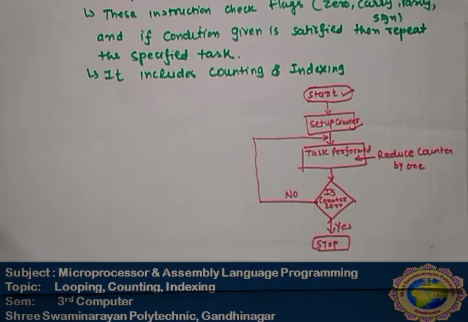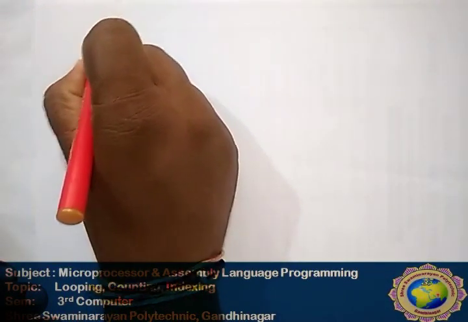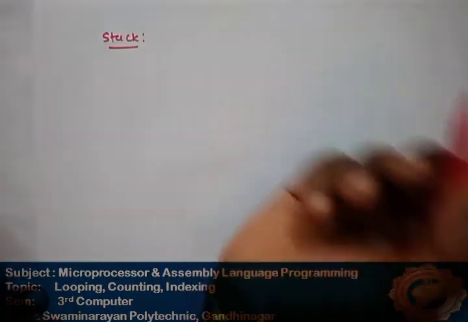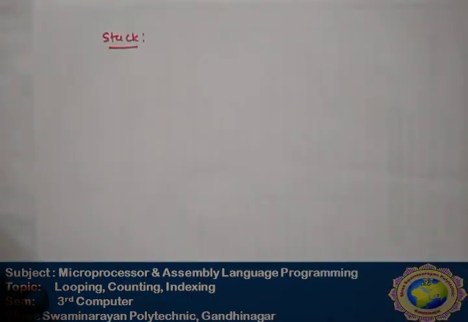We have already made the program of the looping in the previous lab session. Now we are going to study about the stack and subroutine that we have already studied in unit number 3, but we are repeating it here because it is part of unit number 4.